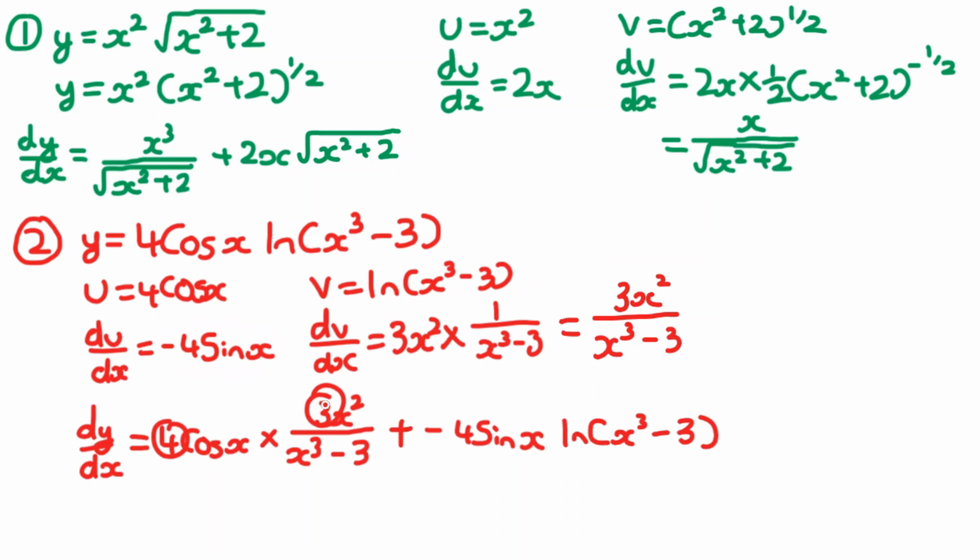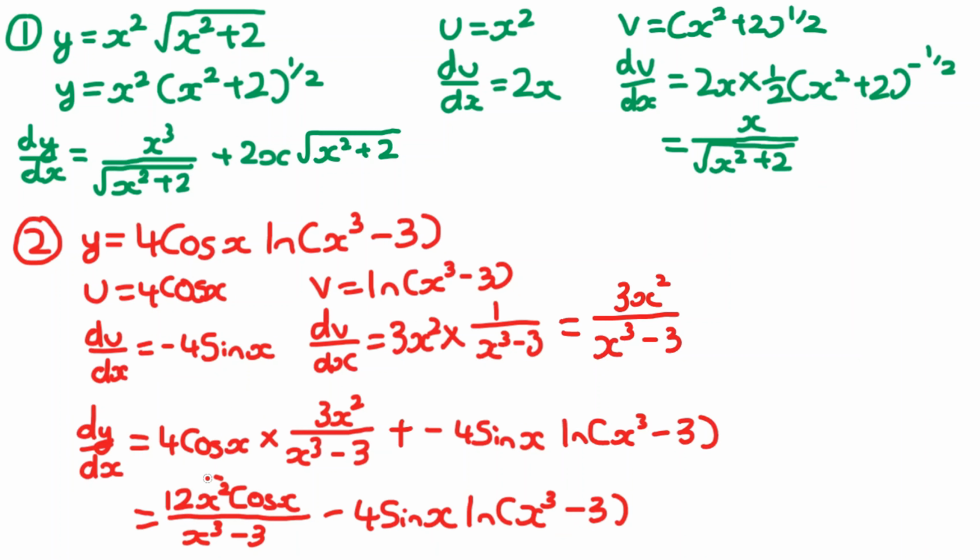4 times 3 is equal to 12, so it's going to be 12x squared cos x over x cubed minus 3, and then the plus and minus will cancel out to just give a minus 4 sin of x, and then the natural log of x to the power of 3 minus 3. So this is dy over dx.